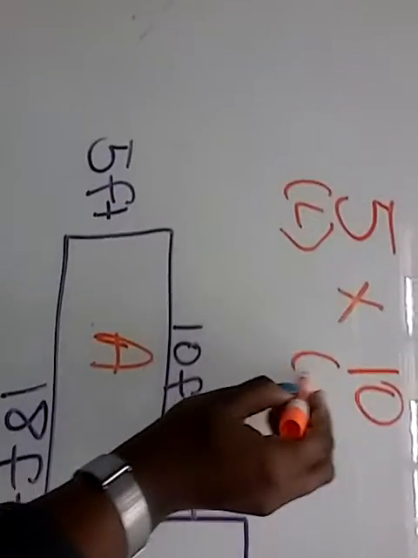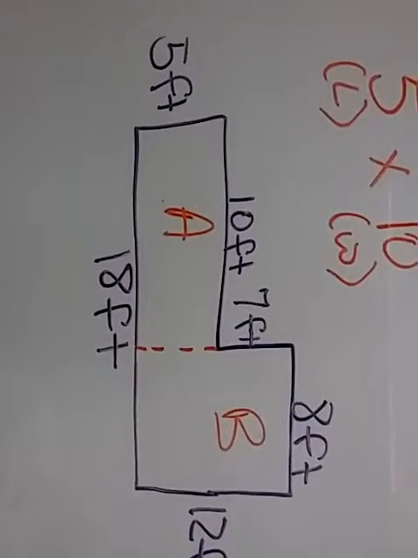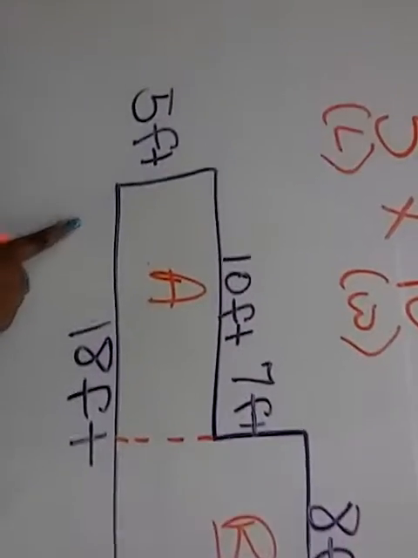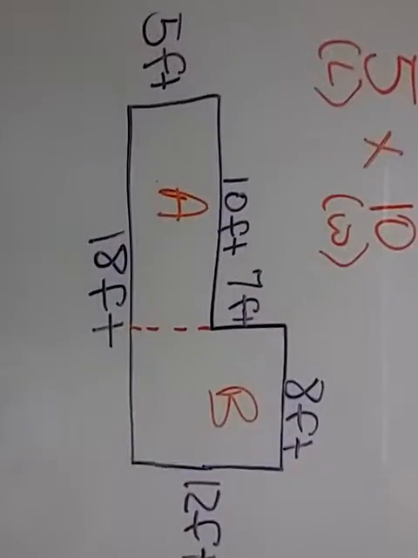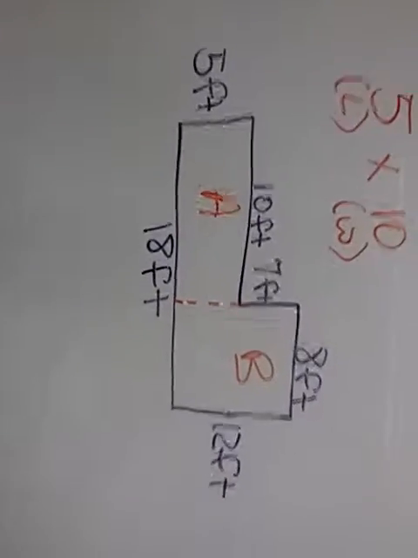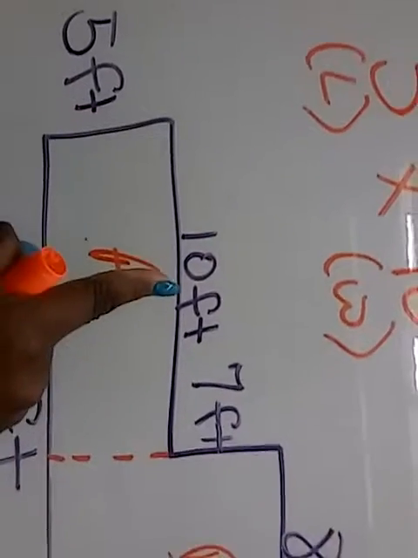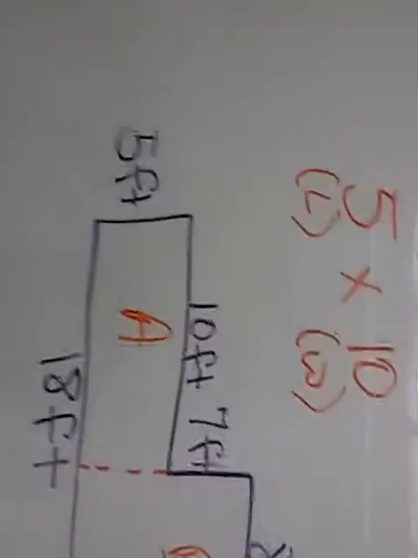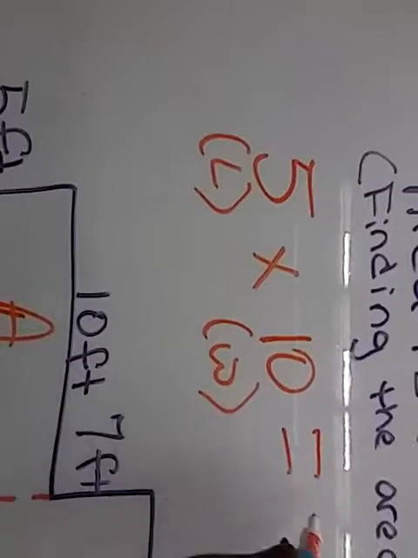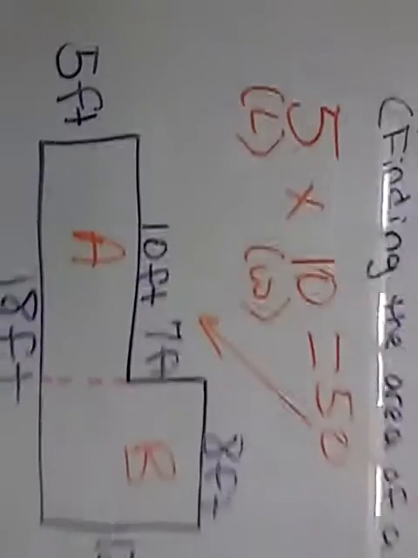And I've been asking the students, why is it 10 and not 18? Well, the answer is because from rectangle A to rectangle B, this whole width is 18. The whole width from rectangle A to rectangle B is 18 feet. But from only this point in rectangle A, the width is only 10 feet. So now I have my length and my width, and I can find my area for rectangle A. 5 times 10 equals 50. So that's my area for rectangle A.